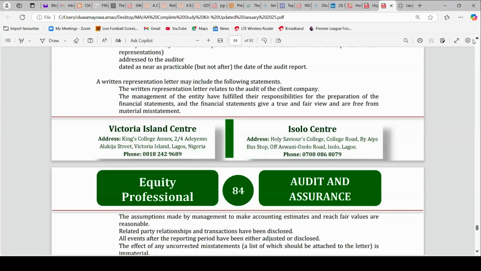When we get to, though not in this class, in advance, there are different types of audit report. We have two major types, unmodified and modified audit report.